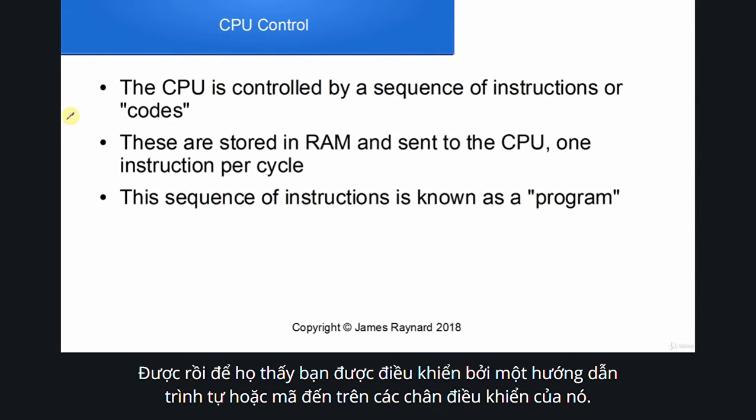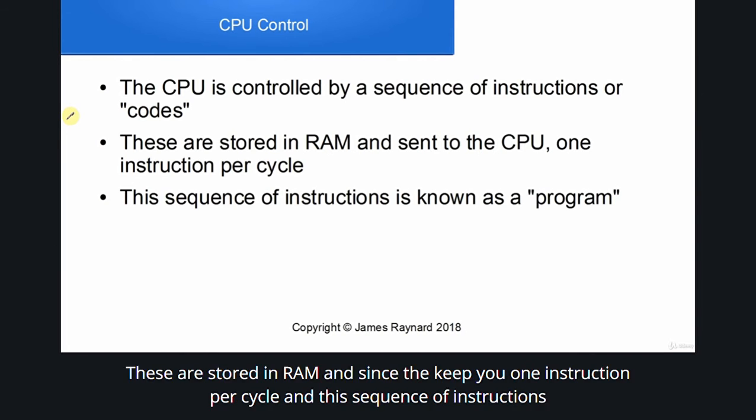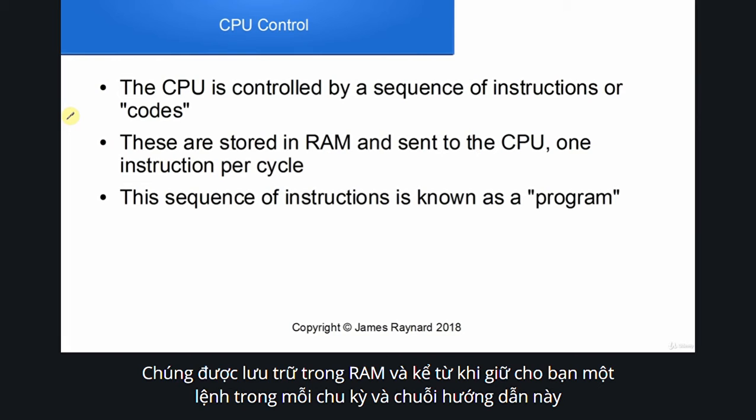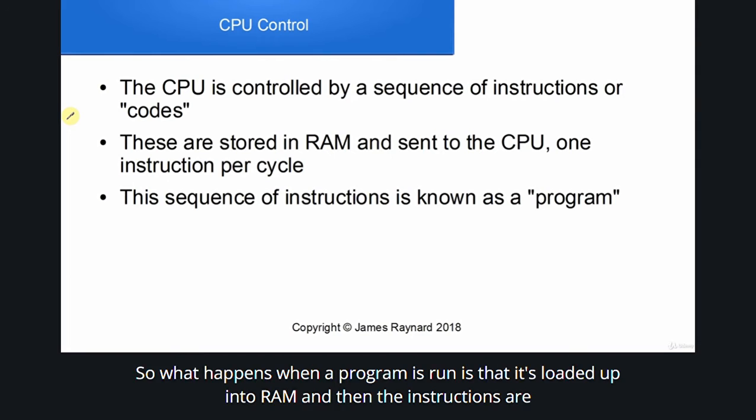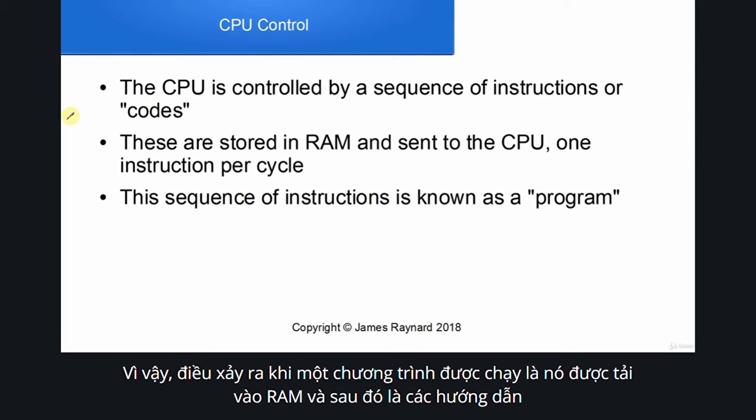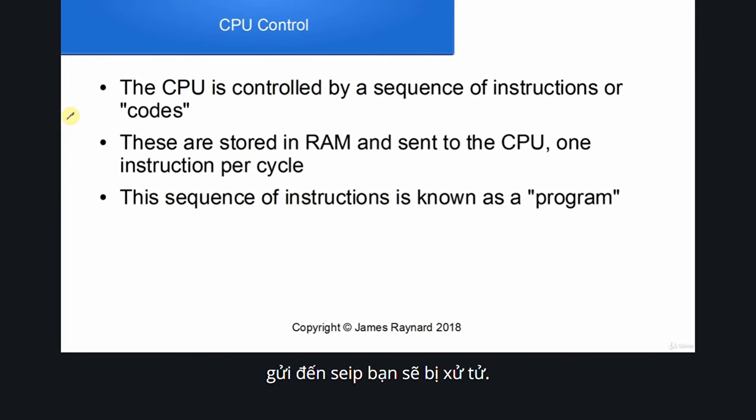Okay, so the CPU is controlled by a sequence of instructions or codes which arrive on its control pins. These are stored in RAM and sent to the CPU, 1 instruction per cycle, and this sequence of instructions is known as a program. So what happens when a program is run is that it's loaded up into RAM, and then the instructions are sent off to the CPU to be executed.